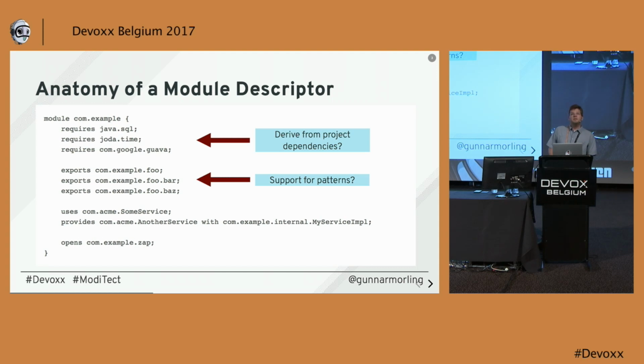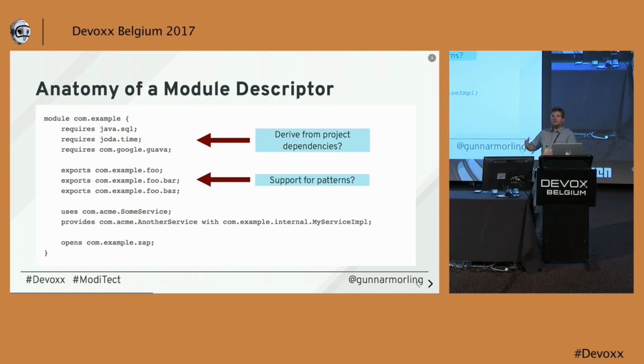Let's talk a bit about ModiTect, and I also should mention it's a side project of mine. It's not an official Red Hat project. So what is it about? The idea is to provide you with some tooling which helps you with A, creating the module descriptors for the Java 9 module system, and B, with helping you with creating modular runtime images as they are introduced in Java 9.